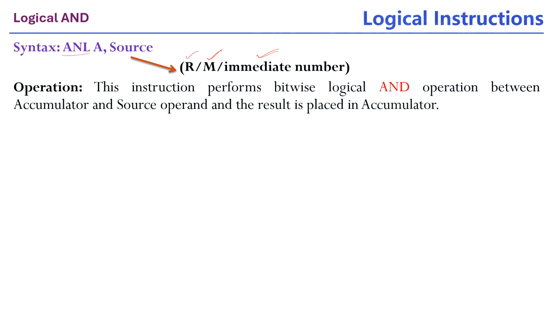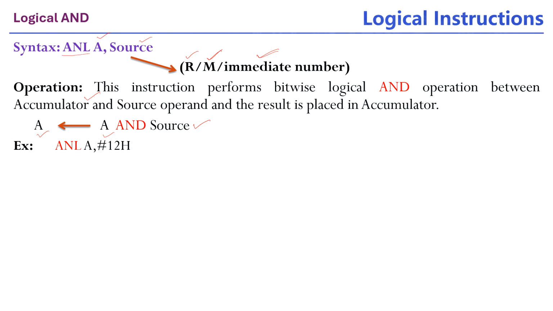This instruction performs a bitwise logical AND operation between the accumulator and the source operand specified in the instruction, and the result is placed in the accumulator. The result is placed in the A register. It performs bitwise AND between source and accumulator, and the result is placed in the accumulator itself.